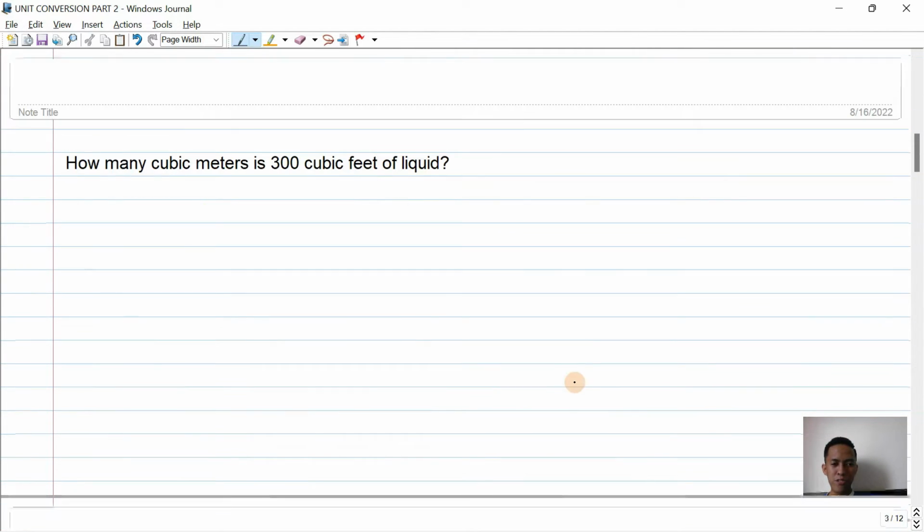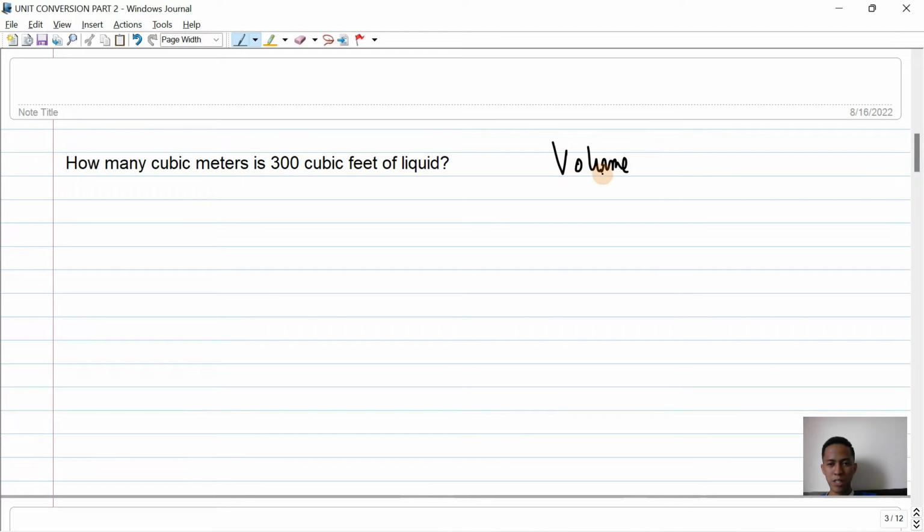So let's go here sa ating next problem. So how many cubic meters is 300 cubic feet of liquid? So ito guys, this is actually a volume conversion. Di ba yung cubic meters and cubic feet is a unit of volume. A unit of volume.